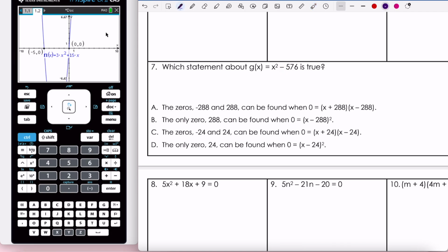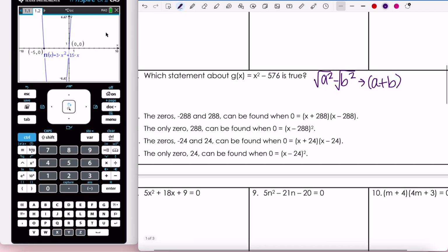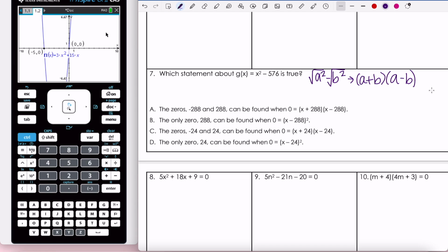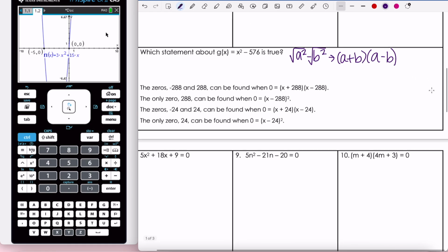So here in this problem, this is a special case. So this is in the form of a squared minus b squared. And our goal is to take the square root of the first term, take the square root of the second term, and put this into the form of a plus b times a minus b. So that's all the information I really want to give you there, because if I do it with you, that's the only problem that's like this on our worksheet.